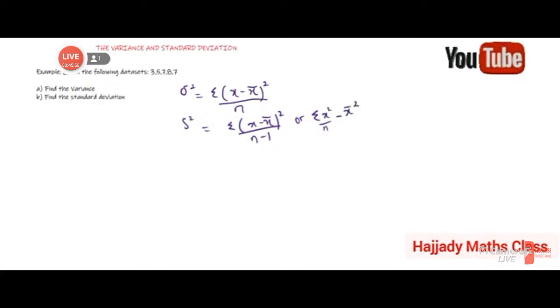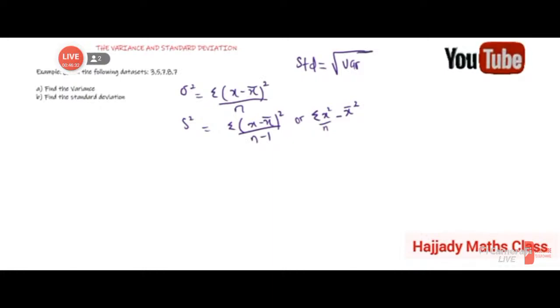So we are going to use these two formulas to solve our example. Here we are told that given the following data set 3, 5, 7, 8, 7, find the variance and also the standard deviation. Before I proceed, don't forget that our standard deviation, I'm going to use STD to represent that, is the same thing as the square root of variance. Whatever you get for your variance, just find the square root. That is equivalent to our standard deviation.